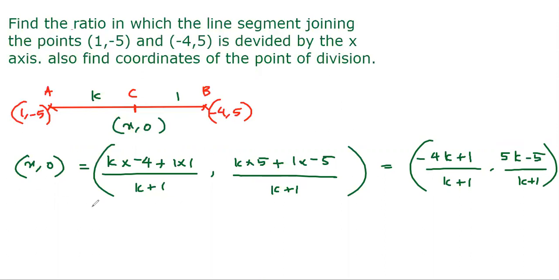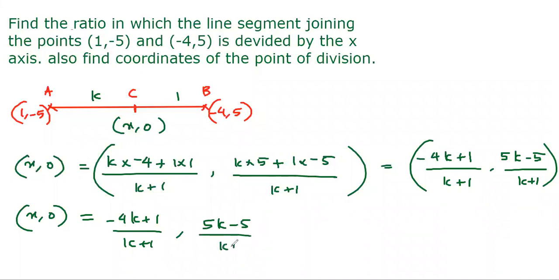Okay. Now, again, look at the statement: (x, 0), the point of division, is equal to (minus 4k plus 1) by (k plus 1) and (5k minus 5) by (k plus 1). In this question, you don't know the value of x, but you know the value of the y coordinate. So you can equate (5k minus 5) by (k plus 1) to this 0.